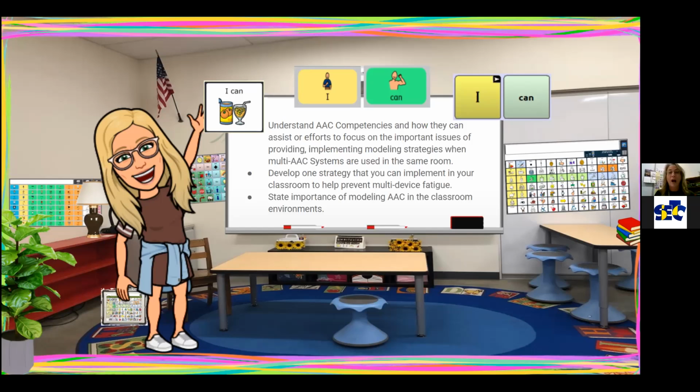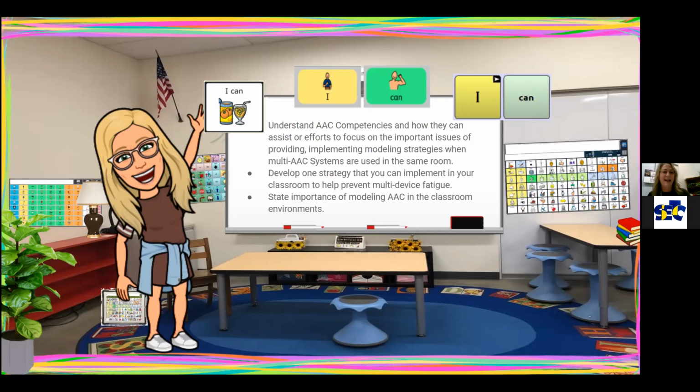So then how can we convince others that this is something it's okay to do? Of course, if you've been with any of my webinars, you know that modeling is a big deal for me, and I'm always going to be talking about modeling strategies.